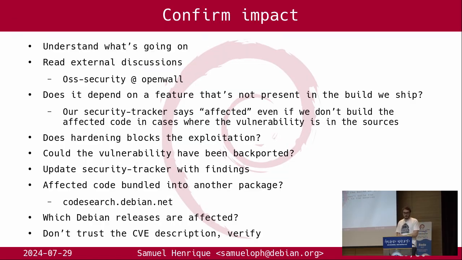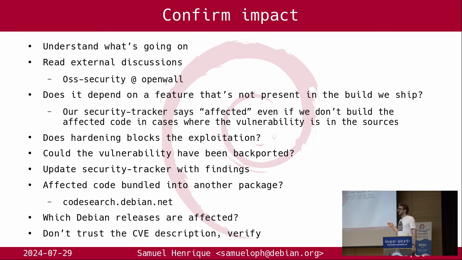Next step, we have to confirm impact. The key for confirming impact is understanding. You need to understand what the patch is doing. You need to understand what the vulnerable code is doing. And you need to understand what the vulnerability is about. You should read external descriptions about the CVE.